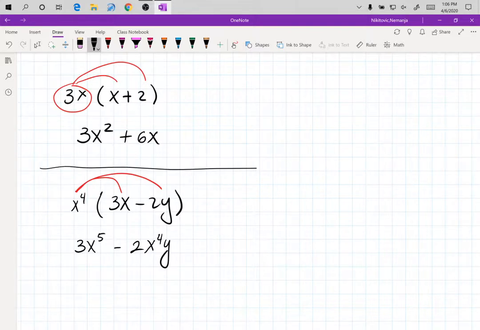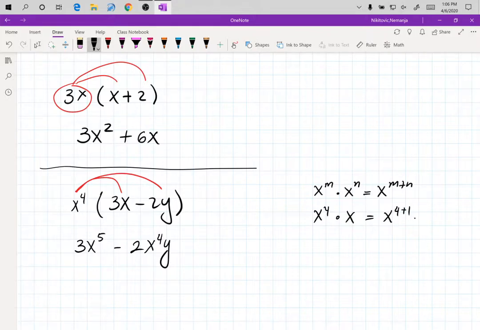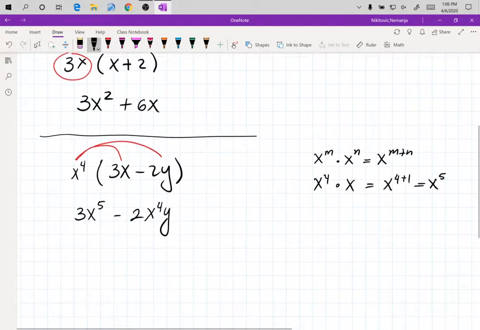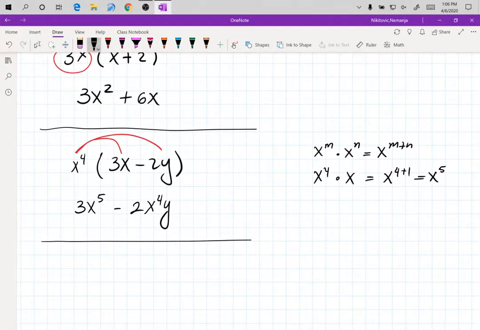If you remember the rule, it said x to the m times x to the n is x to the m plus n. That was in our 5.1 section. We learned that rule of exponents. So here x to the fourth times x to the 1 is x to the 4 plus 1, which is x to the 5. So that's how we obtain that one. Now again, x and y are not the same, so over here we just get to list them together.